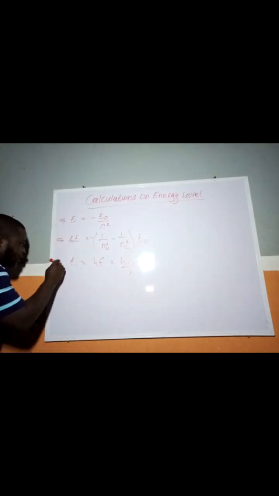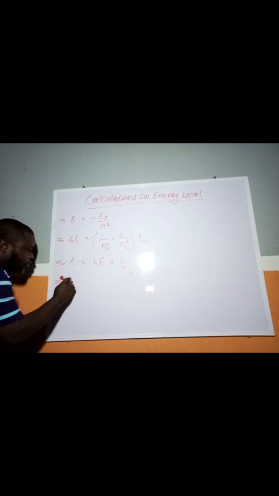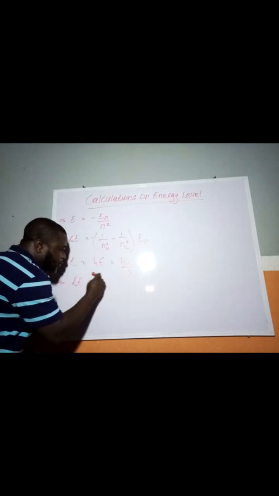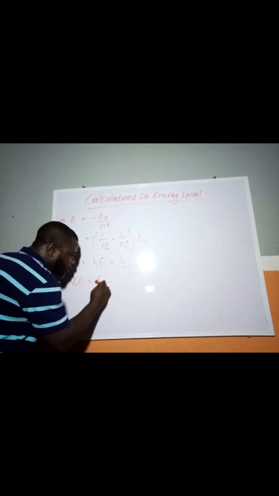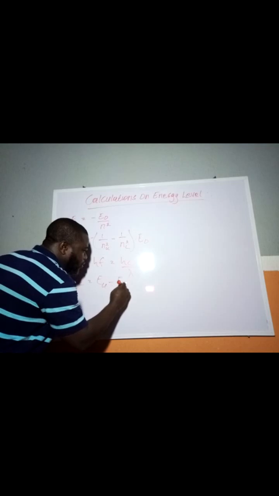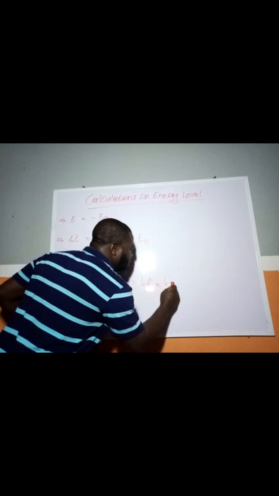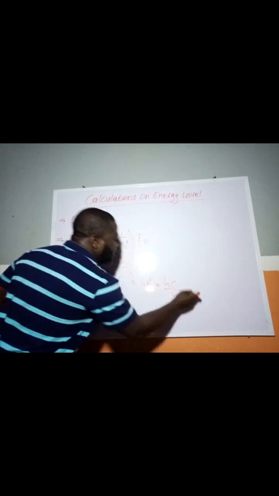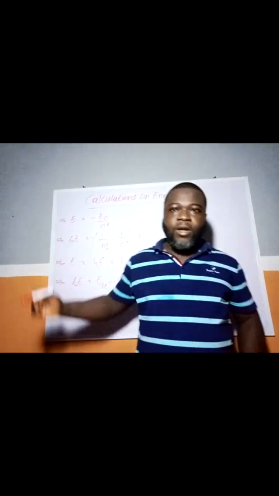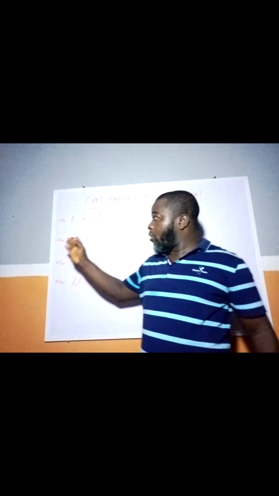Then when you are talking about change in E, which is now equal to upper E minus lower E, this should also be equal to HF, which is also equal to HC over lambda. You can still check this formula. These are the formulas we are going to use. Some or all of these formulas are what we're going to use under this topic.